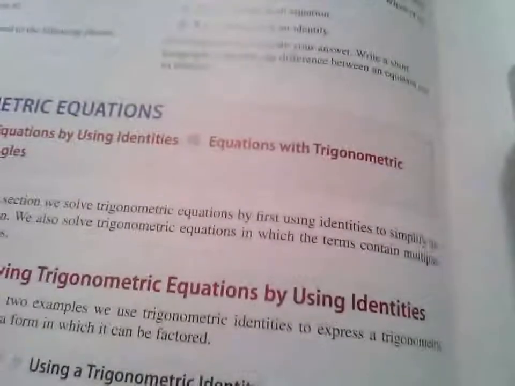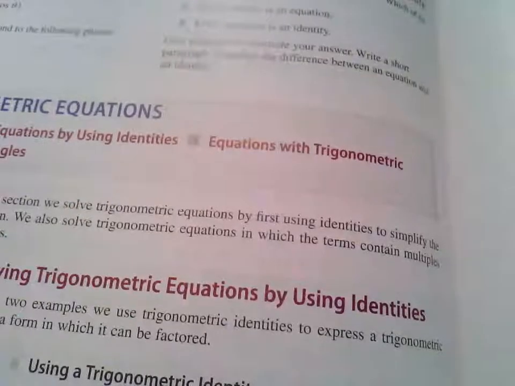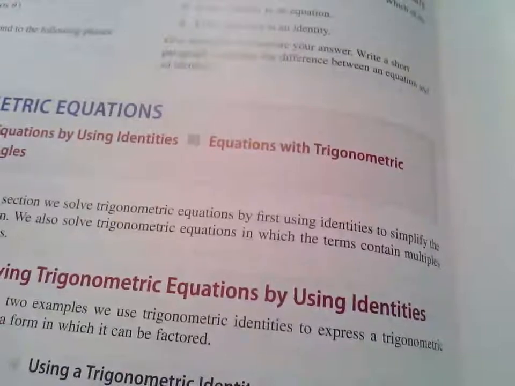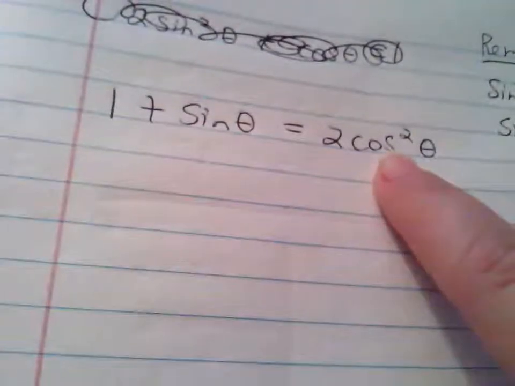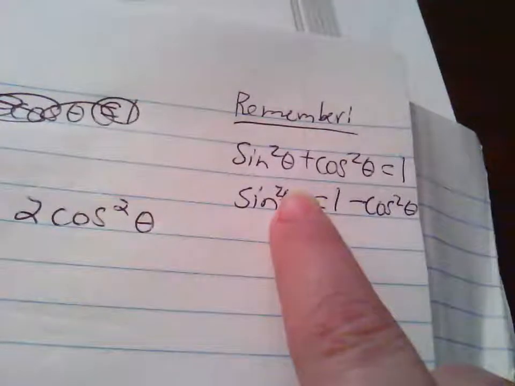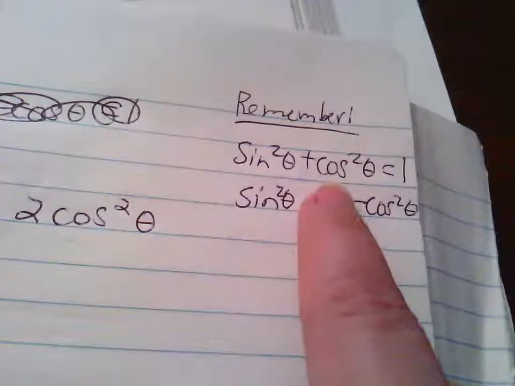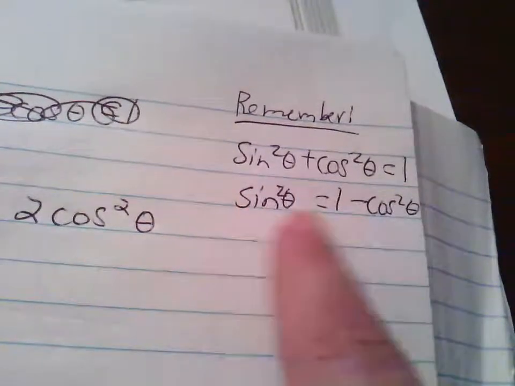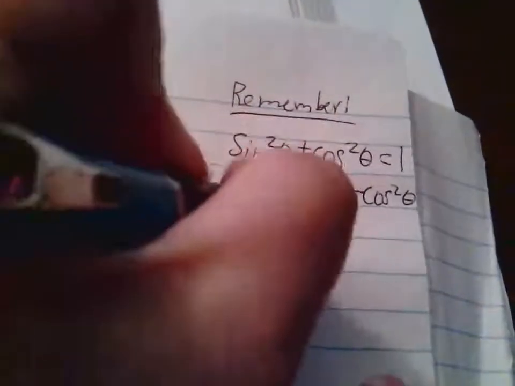Now, it should be cause for concern that this equation has sine and cosine in it. Okay, so this is the one we're trying to solve. Well, when you see a sine or cosine squared, remember your Pythagorean identity. Sine squared plus cosine squared equals 1. So if I solve it for sine squared, I get this. And if I rearrange it and solve it for cosine squared, I get this.